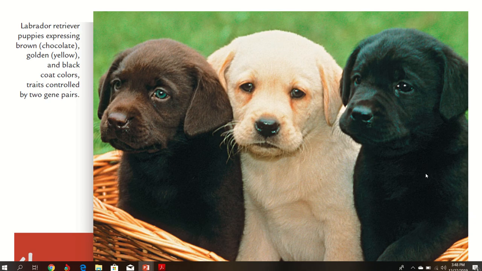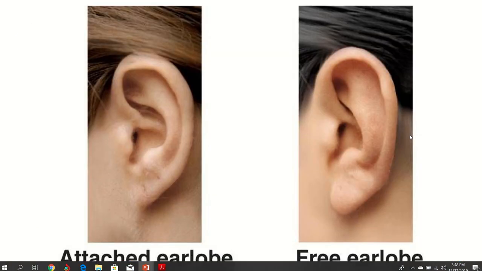Also, we have these three cute puppies showing different fur coats of Labrador Retriever. So we have brown or chocolate, golden or yellow, and black coat colors. And also we have different earlobes, such as the attached and free earlobes.